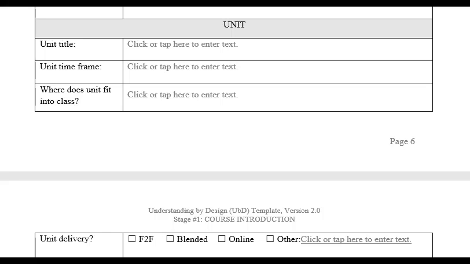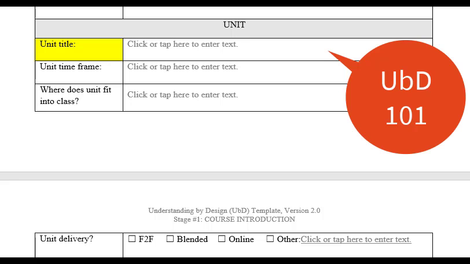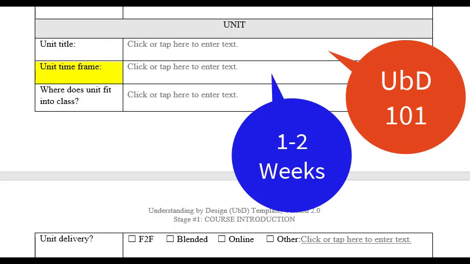Next, we'll be going over some specific information about our unit. We'll have our unit title. So if we had to give a title to our unit, what would we call it? But very specifically, we would probably title this what our unit is about. What is our unit time frame? How long are we going to have to teach this unit? Where does this unit fit into our class? Essentially, what are we teaching before and after, to kind of give an idea of why we're teaching this unit when we are.